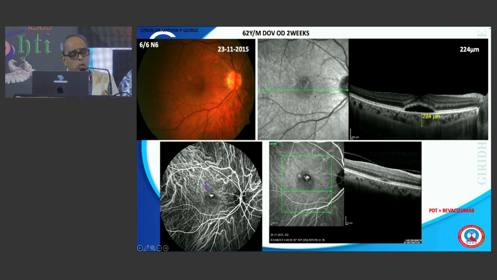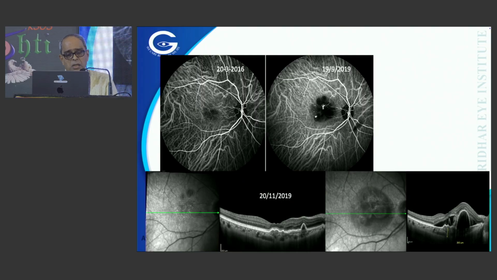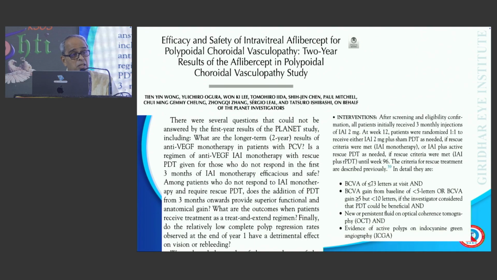So this is one of our old patients with PCV. You can see here, cluster polyps, treated with 1 cycle of PDT in 2016. And after that, he came back with a recurrence in 2019, about 2.5 years later. Therefore, we used to get quite a long period of quiescence. And that also is a very important take-home message. Therefore, still in certain subgroups of patients with PCV, there is a role for PDT combination therapy.